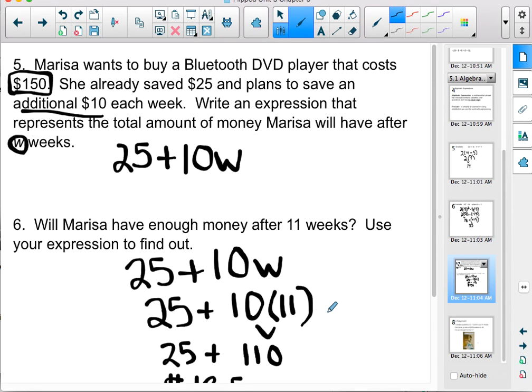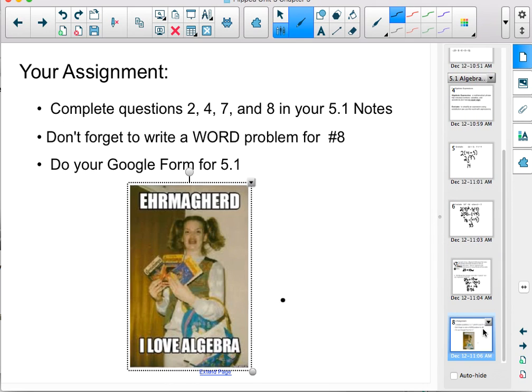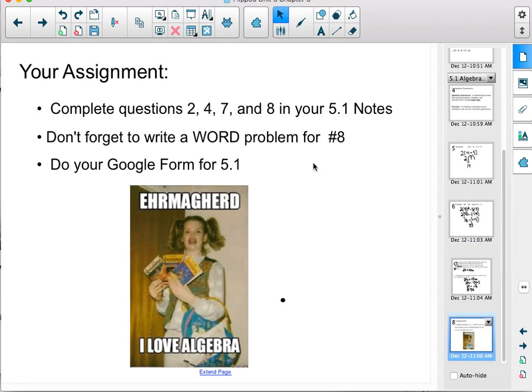Expressions are a really big part of algebra. This really is algebra stuff right now. So let's focus on how to write these expressions and how to use them to solve problems. You're going to see some of these examples in our notes that you're going to work on tonight. So here's your assignment. You're going to complete questions 2, 4, 7, and 8 in your 5.1 notes. Number 8 is the write your own problem, and I want to remind you to make it a word problem.